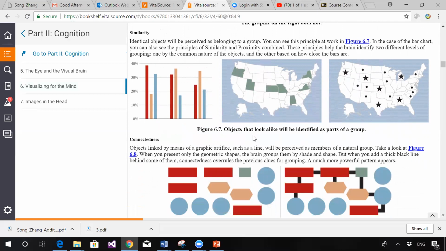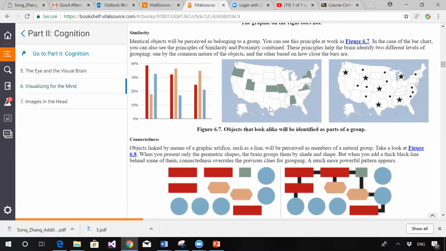So basically, objects that look alike will be identified as parts of a group. If we want to group them, you may feel this is one group, this is the second, this is the third. Also, as these are all red, you may feel they are one group. All the orange ones you may feel are one group, and the blue ones are one group.